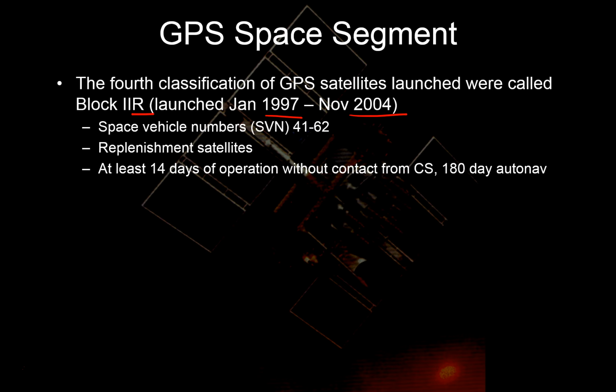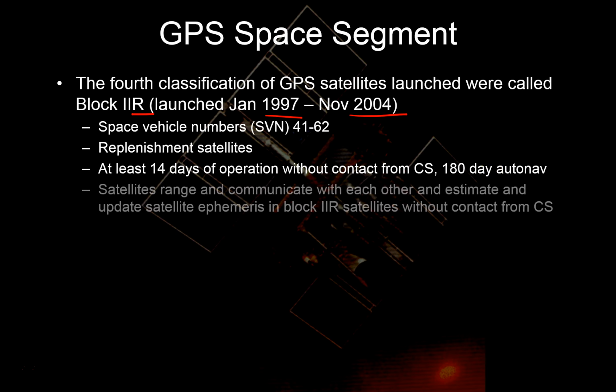14 days of operation without contact from CS, but 180 days of autonomous navigation. So basically what this means is the system starts degrading after 14 days, but it can still be utilized. I'm sure there are probably published accuracy levels for 180 days. And this is where I believe that self-ranging between satellites was introduced.